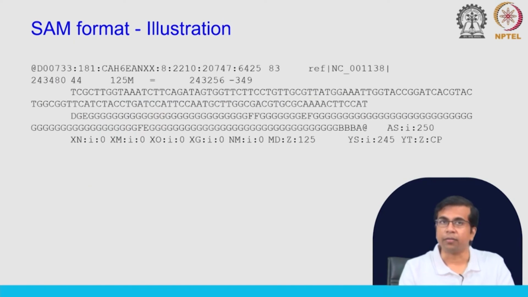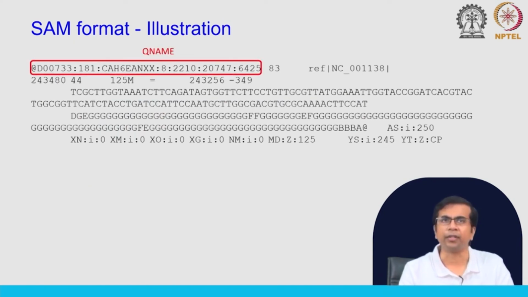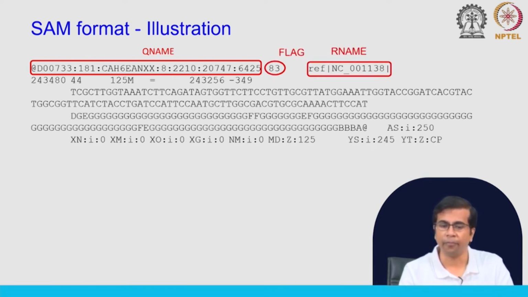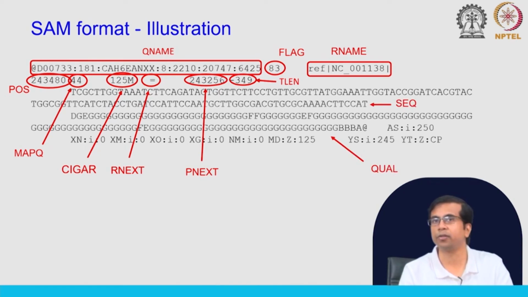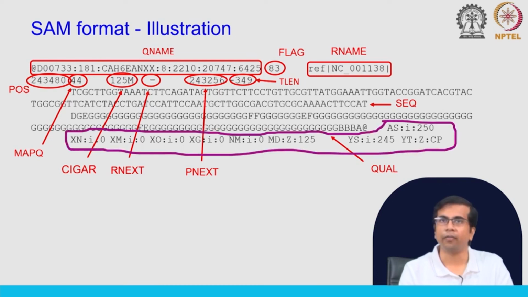All right. So, just as a final illustration, this is the Q name that you will get. Then you have something called flag. This is the R name. Then you have this POS field. This is the MAPQ. This is the CIGAR. Then you have RNEXT. This is PNEXT. Then you have the TLEN. So, these are the compulsory fields. You have sequence and quality, of course. These are also present in the data as part of compulsory fields. Then following that you have these optional fields, and you get these different characteristics that describe the alignment.